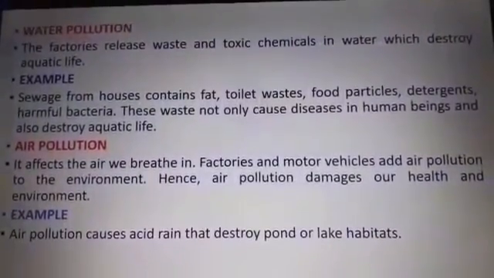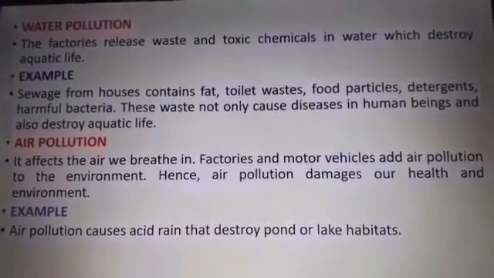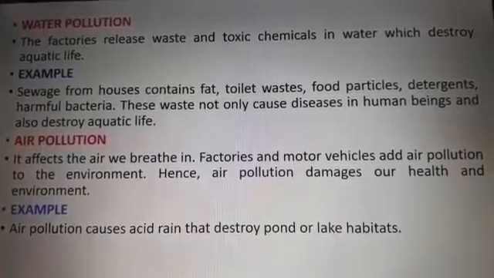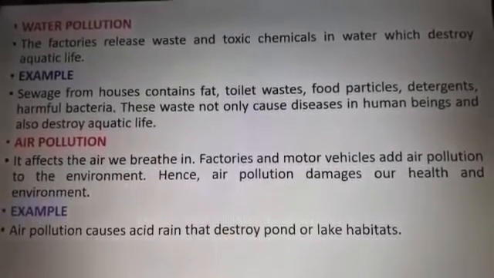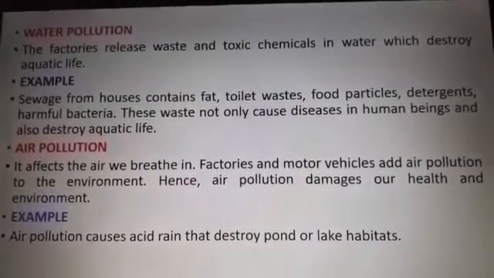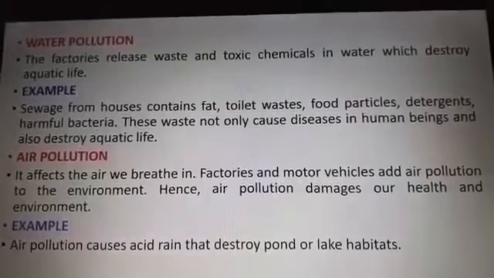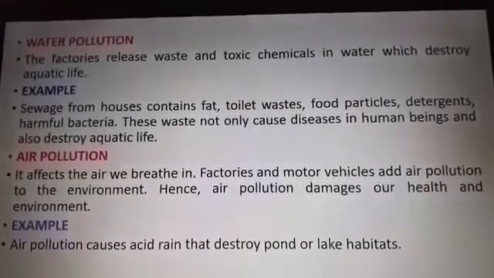Next comes water pollution. Factories release waste or toxic material in the water, which will simply destroy aquatic life. Let us take the example of sewage. Sewage from houses contains fat, toilet waste, food particles and detergent, and when human beings drink that water, it will cause diseases and simply destroy aquatic life.